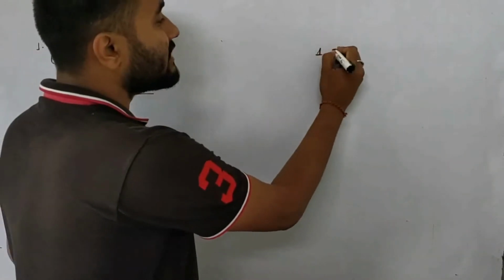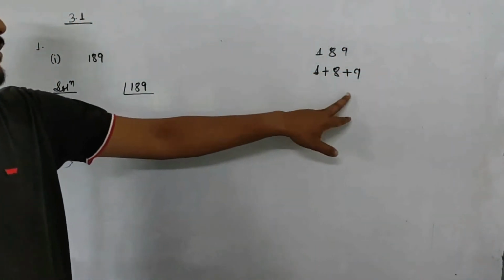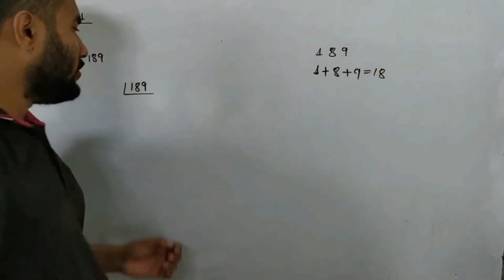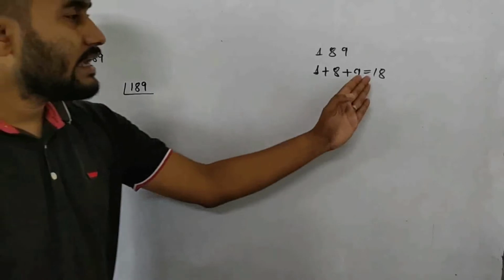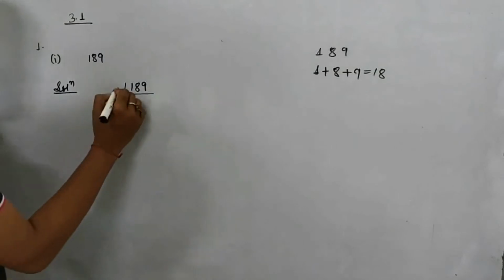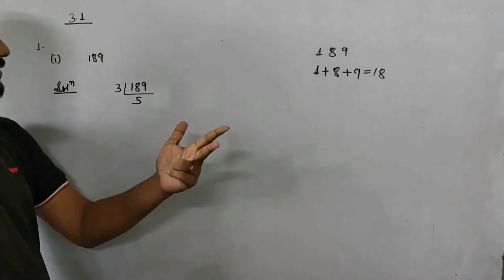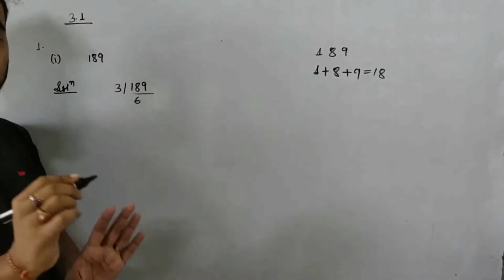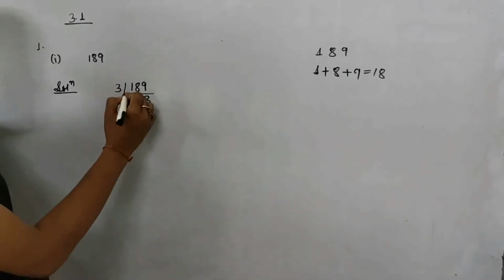189 is there, right? So you add the digits: 1 plus 8 plus 9. 1 plus 9 is 10, 10 plus 8 is 18. How much will you get? 18. Is 18 divisible by 3? Yes, 3 sixes are 18. So this number is divisible by 3. Oh, sorry: 3 sixes are 18, 3 threes are 9, not 3 fives are 15.